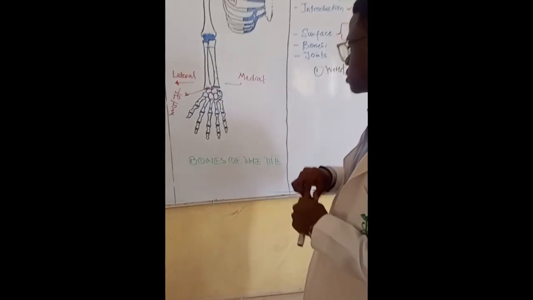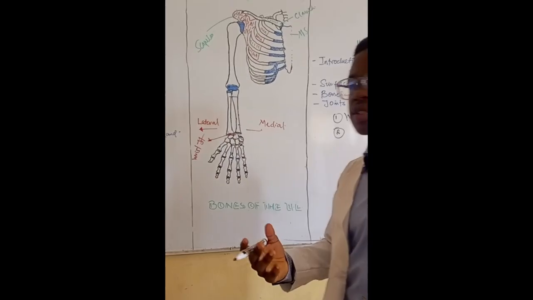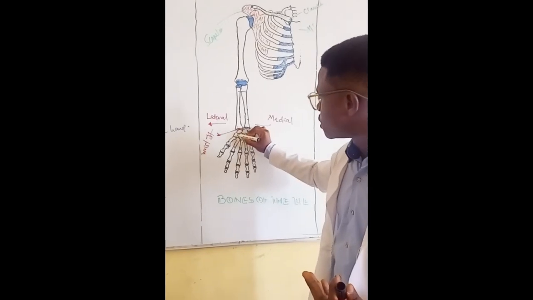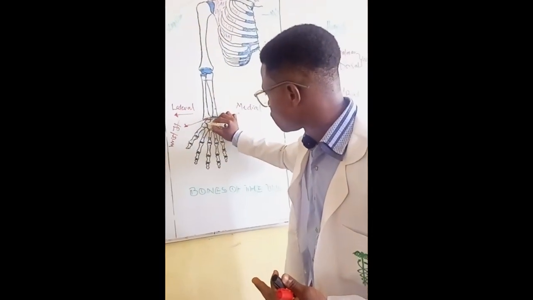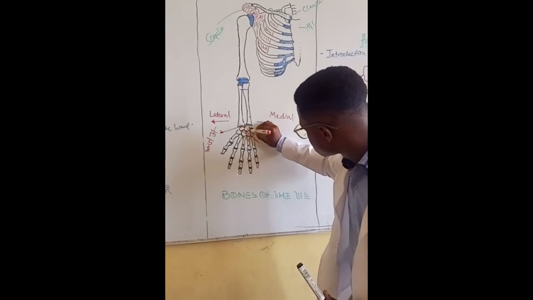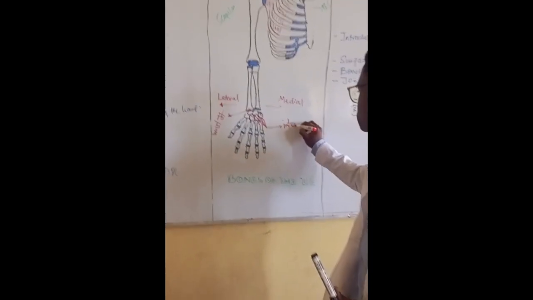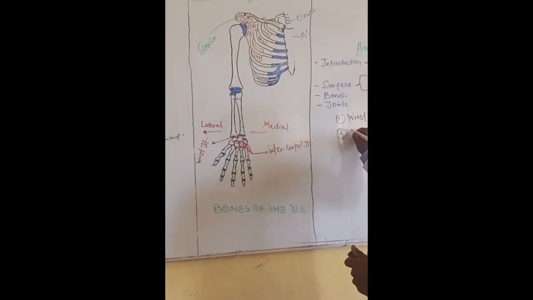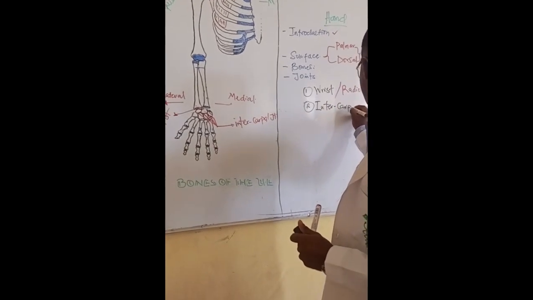Now, the second joint of the hand is the intercarpal joint, that is, the joint that is formed between carpal bones. It can be between the proximal carpal bones or the distal carpal bones, or between both proximal carpal bones and distal carpal bones. So from here, I'll be dragging them so that we can have our intercarpal joint. So the next joint we have in the hand is the intercarpal joint.